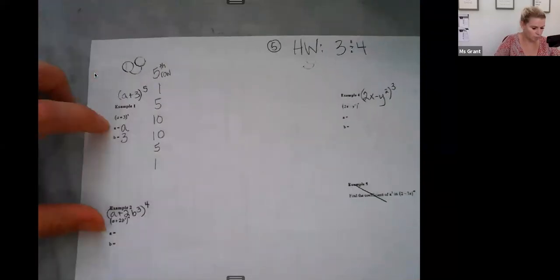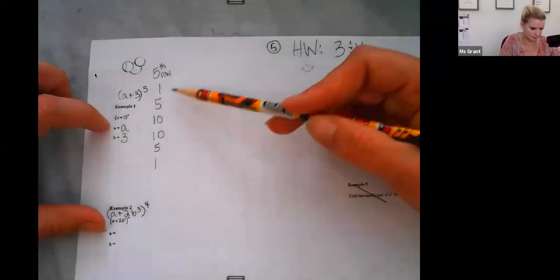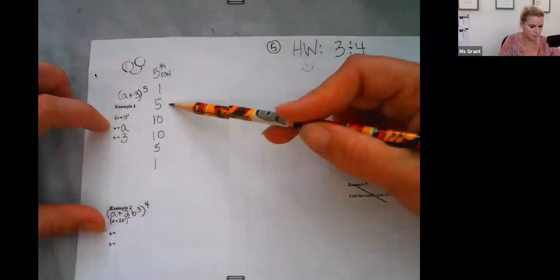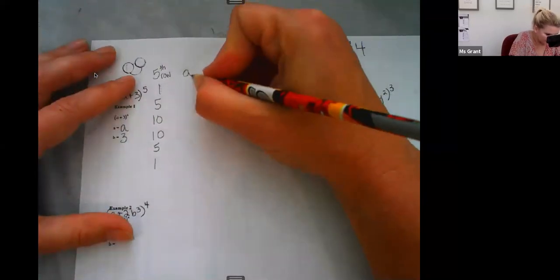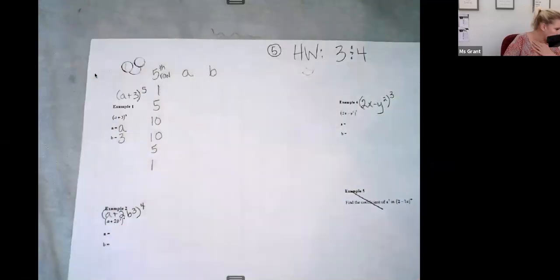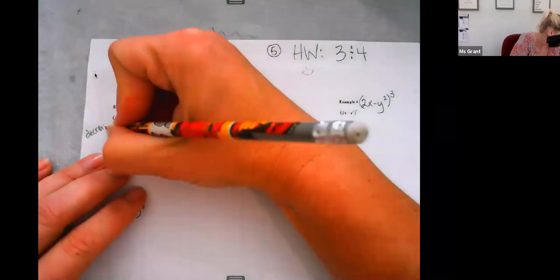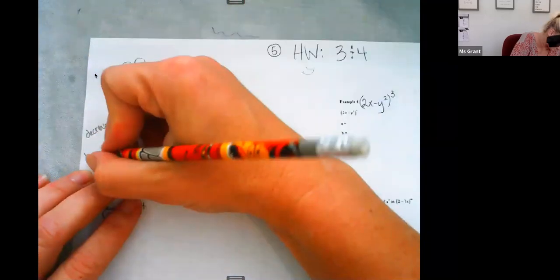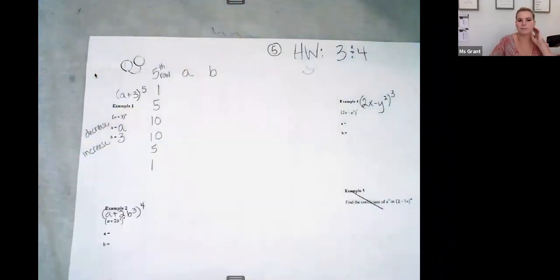So Pascal's Triangle was used for this, 1, 5, 10, 10. I'm going to multiply 1 times whatever I write, 5 times whatever I write. Here's the A's and here's the B's. Remember how we said that the A decreases and the B increases, right? So that's important for you to know.